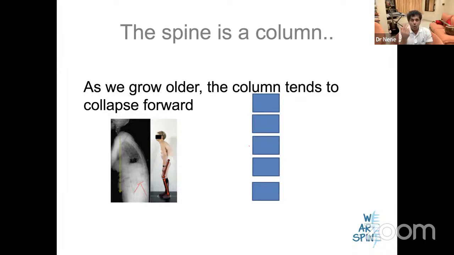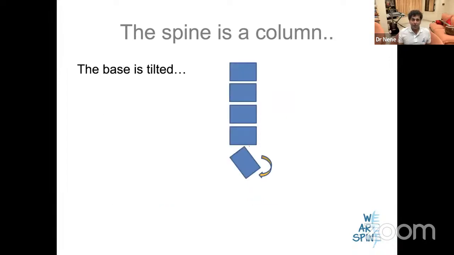So as we grow older, the column of the spine, which is really the balance, starts to collapse forward because the discs degenerate. So they say life is a kyphosing event. All the elders in your family, you will see that from an upright position, they start to straighten up. The butt starts to go in and they slowly start to fall forward. This is what happens to your column as we grow.